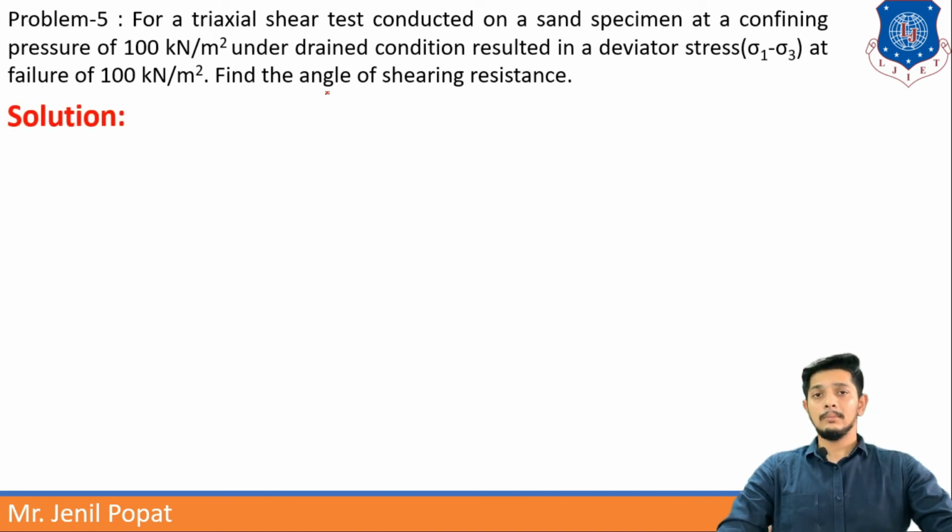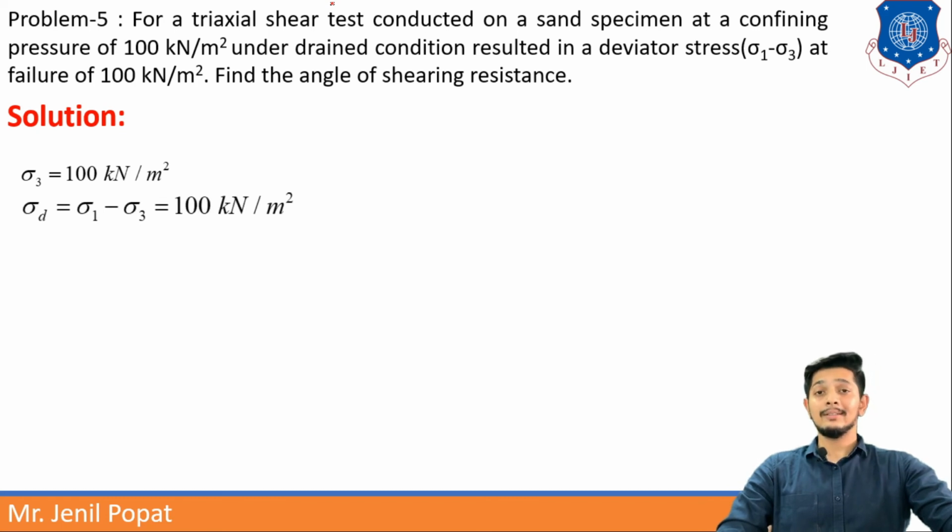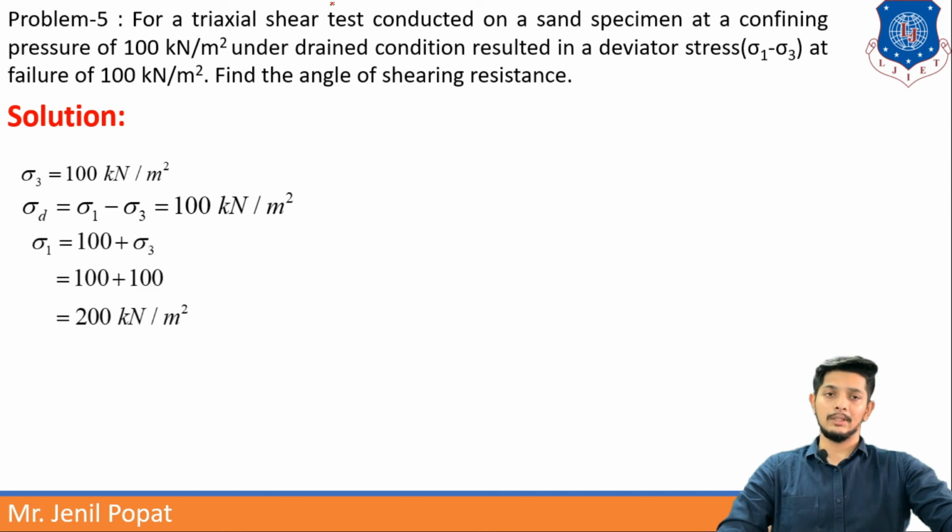Let us solve the problem. Here I have been provided the sigma 3 value, that is the cell pressure value, 100 kilonewton per meter square, as well as the sigma d value, the deviator stress, which is also 100 kilonewton per meter square. So I have to find sigma 1 from that. Making sigma 1 the subject of the equation, I get sigma 1 is equal to 100 plus sigma 3. Putting both the values, I am getting sigma 1 as 200 kilonewton per meter square.